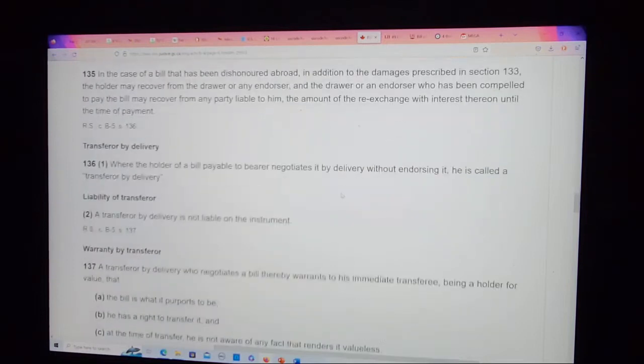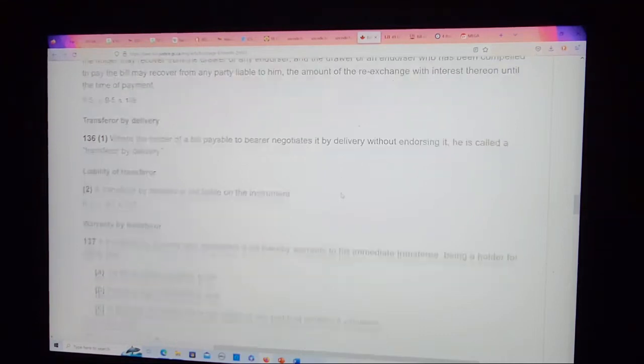Re-exchange and interest, 135. In the case of a bill that has been dishonored abroad, in addition to the damages prescribed in section 133, the holder may recover from the drawer or any endorser, and the drawer or an endorser who has been compelled to pay the bill may recover from any party liable to him the amount of the re-exchange with interest thereon until the time of payment.